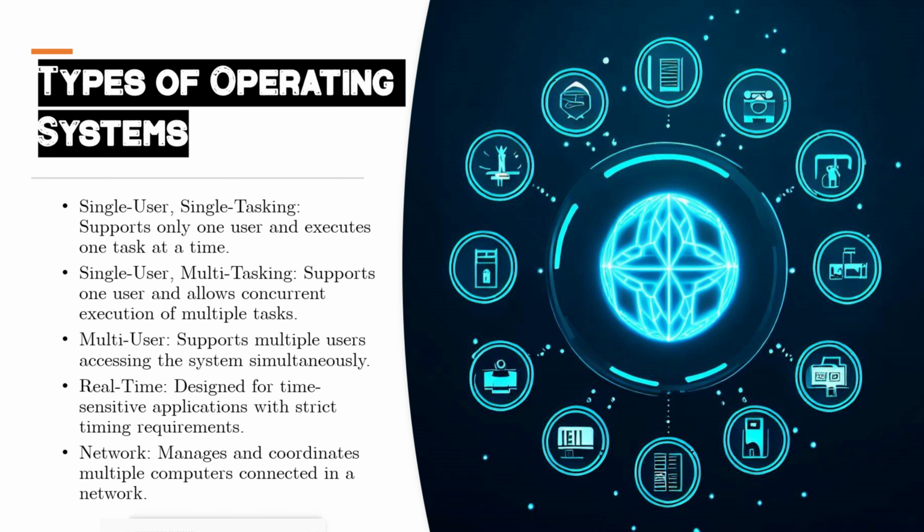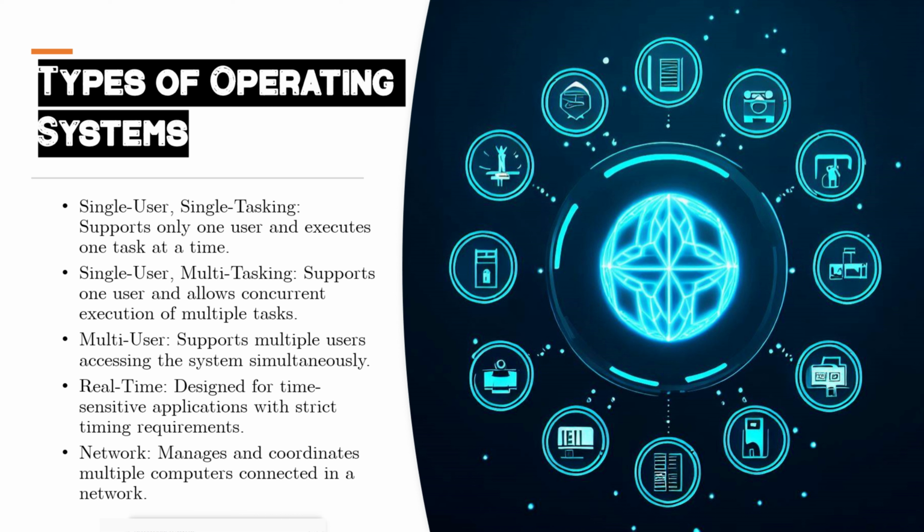Single-user multitasking. This type of operating system allows a single user to run multiple tasks simultaneously, leveraging multitasking capabilities. Examples include Windows, macOS, and Linux. Multi-user. In a multi-user operating system, multiple users can access and utilize the system resources concurrently. Each user has their own user account and can run multiple processes simultaneously. Examples include Unix and modern server operating systems.